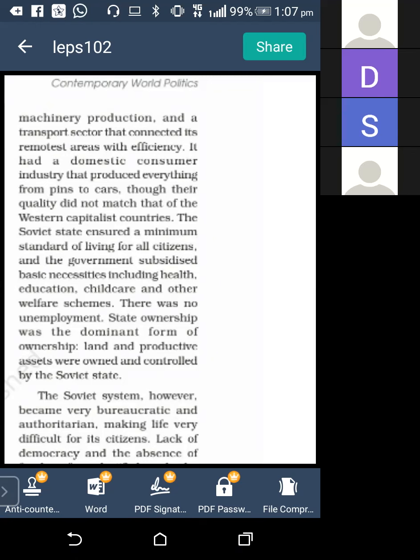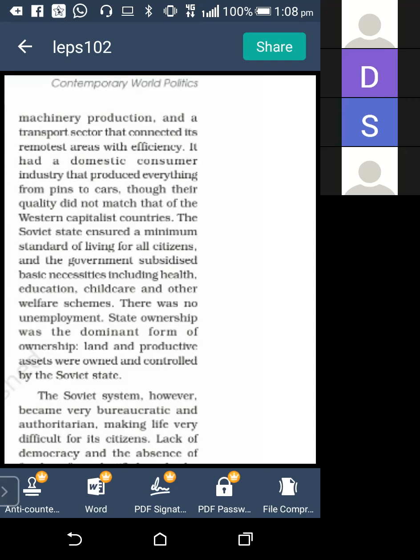The Soviet state ensured a minimum standard of living for all citizens. Very, very important. What do you mean by minimum standard of living? First of all, roti, kapra, and makan. Your food, your shelter, your clothes. These are the three main things required for a person. After that, the rest is a secondary issue. First, these three should be there.